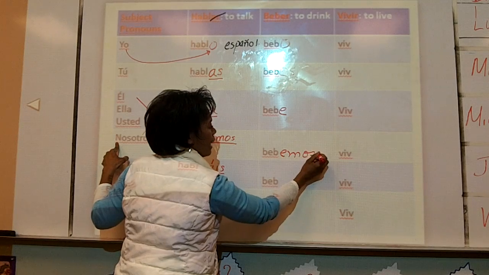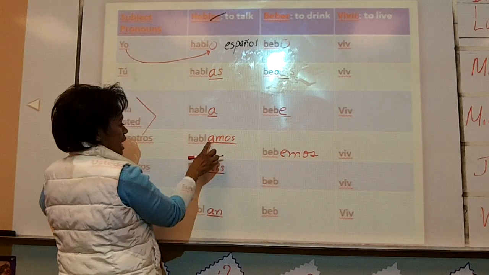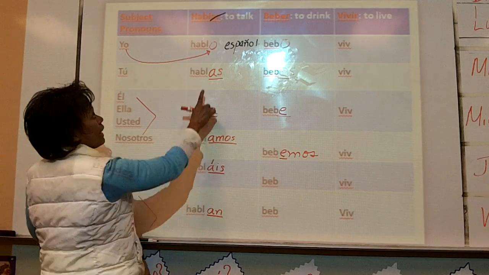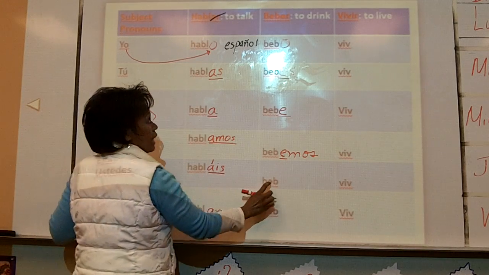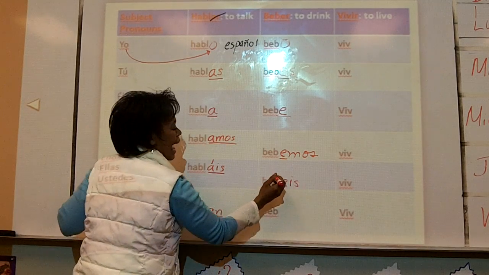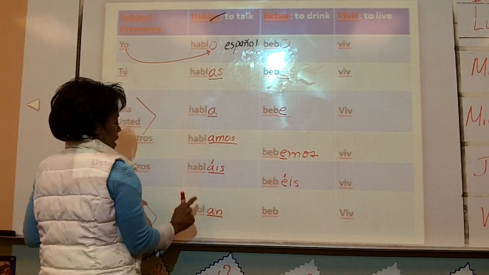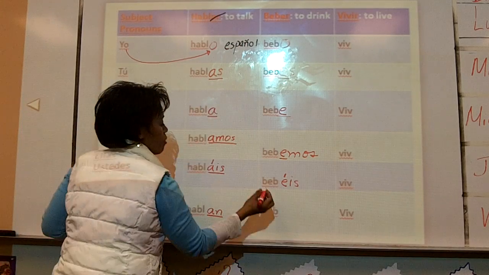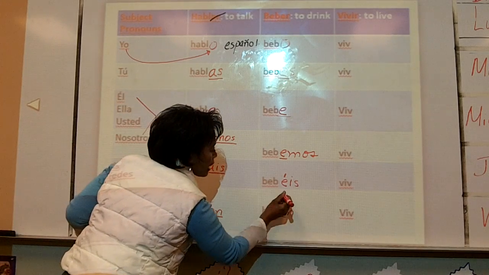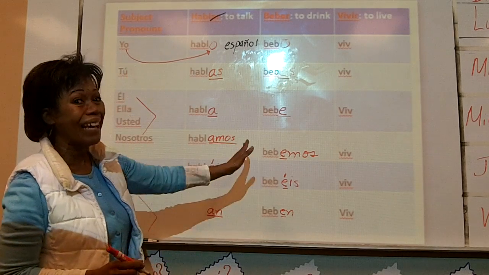So what is it that I am doing here? I am changing my A for an E. And here, what do you think is going to happen? For vosotros, the ending in hablar is AIS. The ending for beber will be EIS, and the accent goes over the E. Now the ending for ellos and ellas in hablar is AN. For beber it would be EN. So again, I'm changing the A for an E in my ER ending verb. And that's the conjugation of that verb. Those are the endings for that verb.